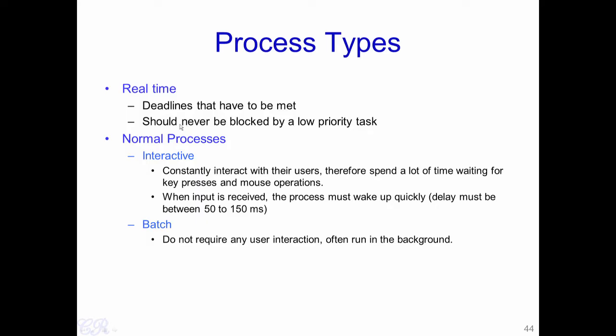The other type of processes are the non-real-time processes, generally called normal processes. Normal processes are of two types: interactive or batch. An interactive process constantly interacts with the users, therefore spends a lot of time waiting for key presses and mouse operations. So typically you could consider these as IO bound processes. When an input is received, the process should wake up within 50 to 150 milliseconds. If it gets delayed more than 150 milliseconds, then the system begins to look sluggish, in the sense that a user will not feel very comfortable using this system.